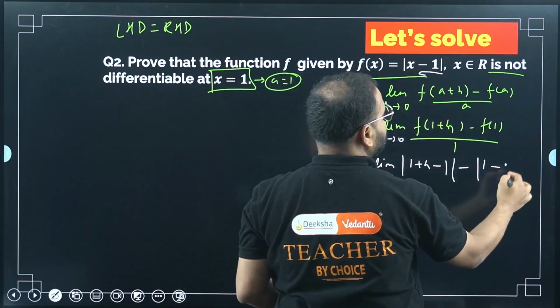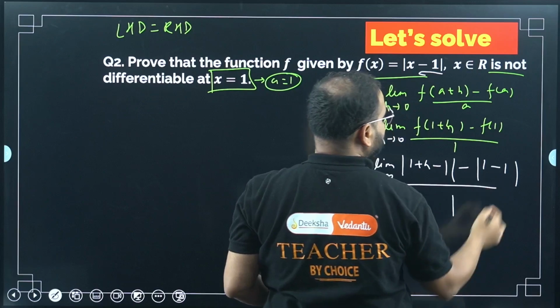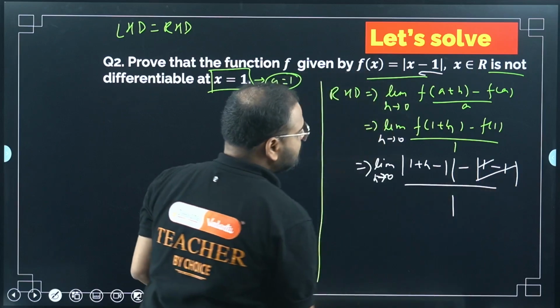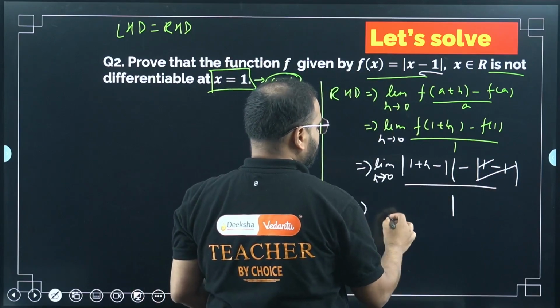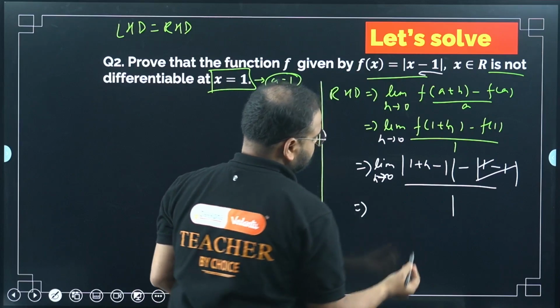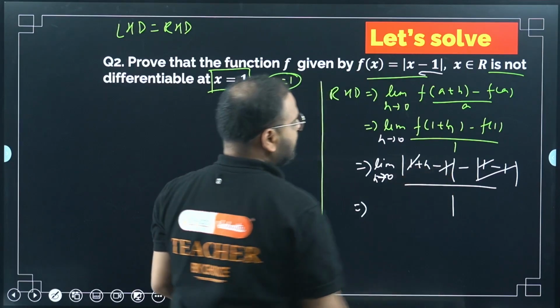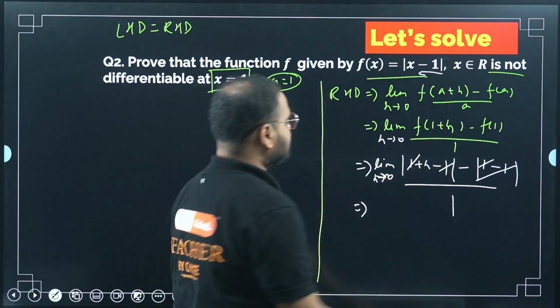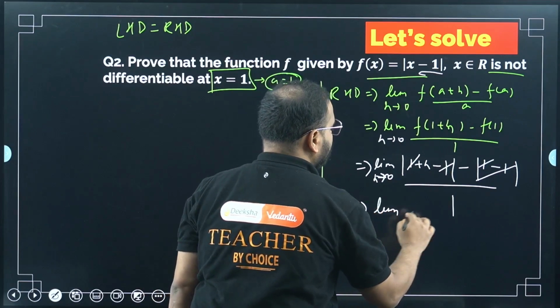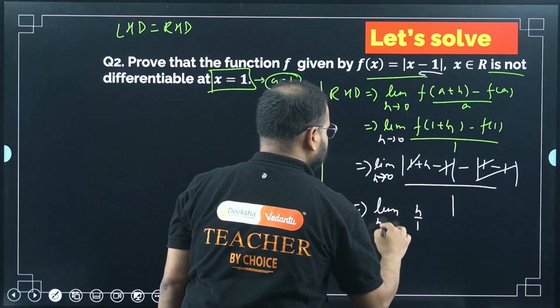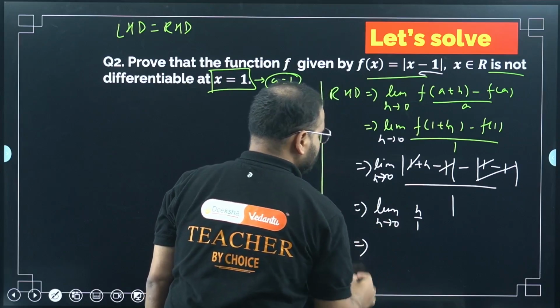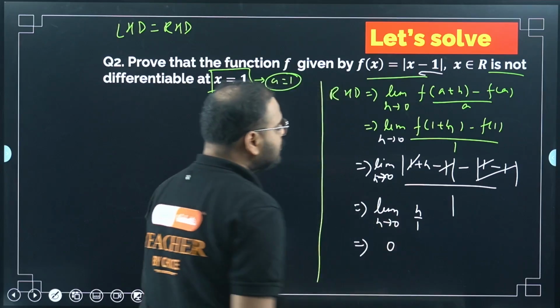So I write it as 1 minus 1 divided by 1. Please check here. This is 0. This is 0. What do I get here now? Simply, this also cancels. This also cancels, right? Correct? 1 minus 1 is cancelled. What I am getting here is limit h by 1 where h tends to 0. What is the answer? Please check. Answer is 0.